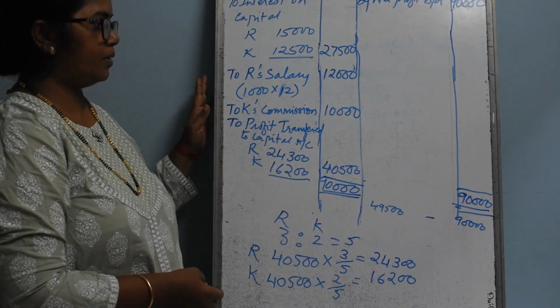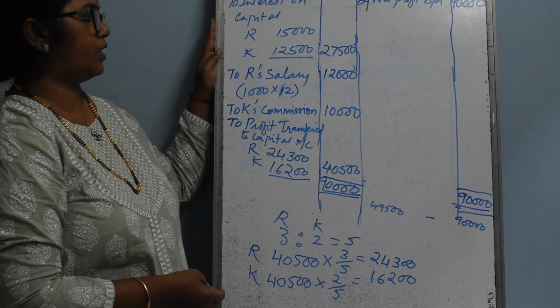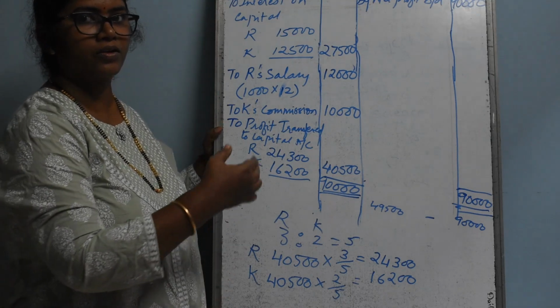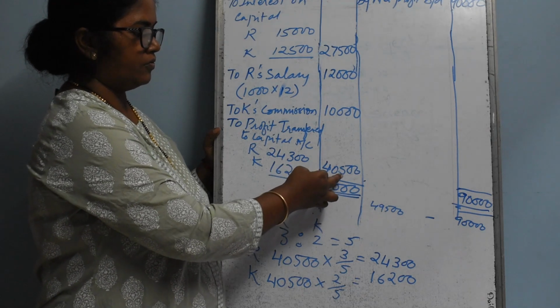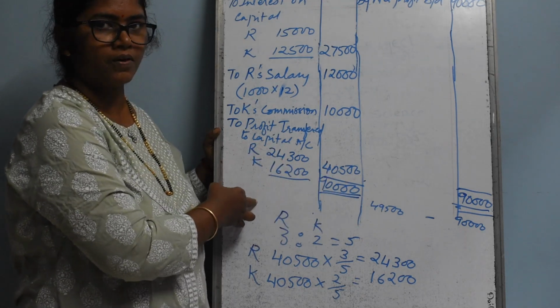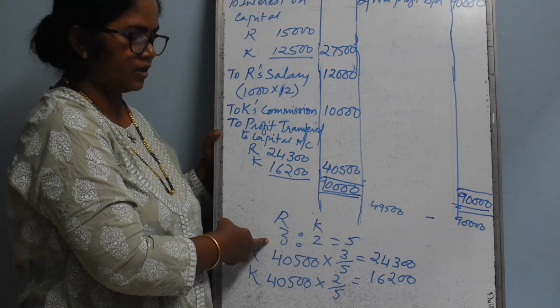So in this problem, only interest on capital, salary and commission are there. Interest on drawings is not there. So we got a profit of 40,500, which is divided among the partners in the profit sharing ratio.